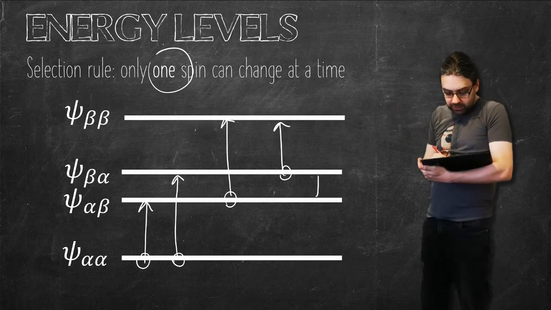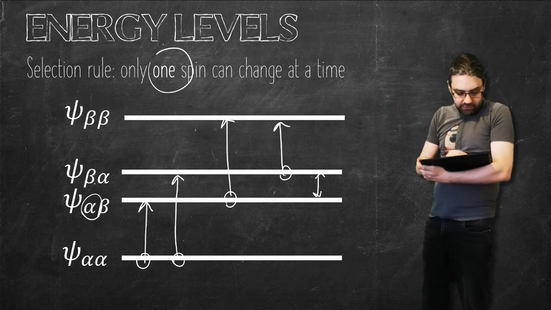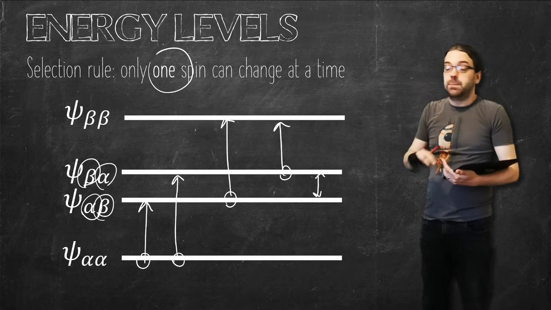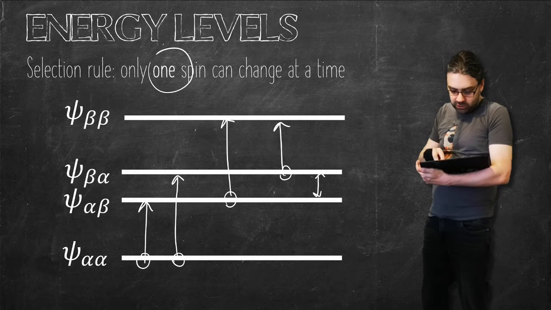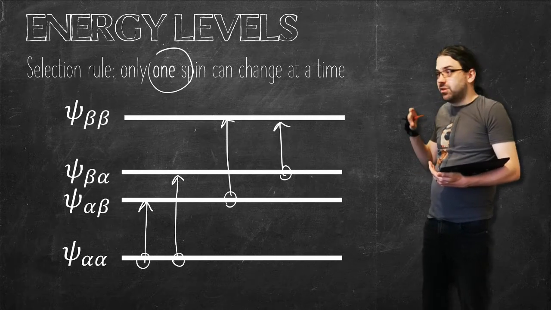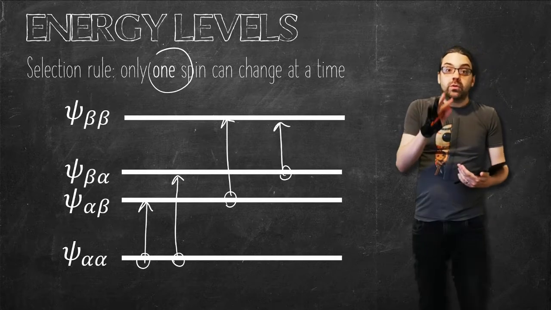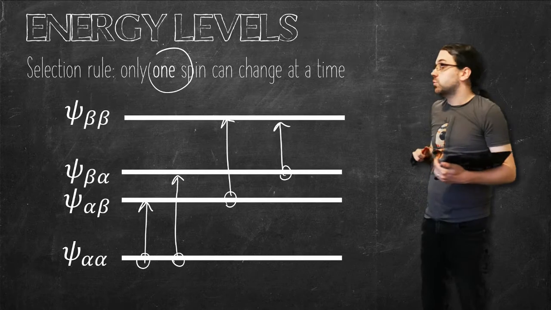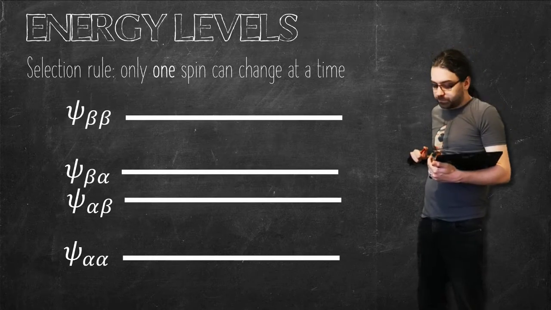We can't do a one in the middle because the alpha would have to swap to a beta and the beta would have to swap to the alpha. That's 2 flips. Not allowed. We can't do that. So we've only got 4 transitions of 4 slightly different sizes. There we go. This is a good sign. We're now explaining why we get 2 doublets when we look at 2 spins.